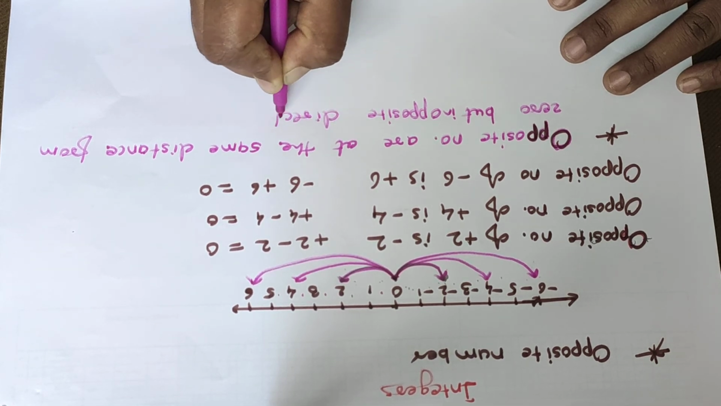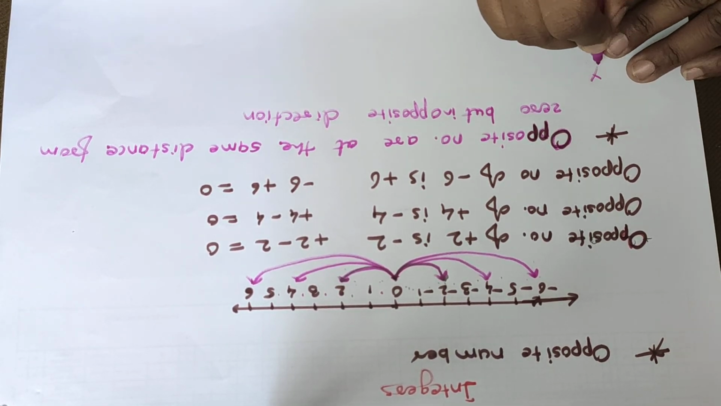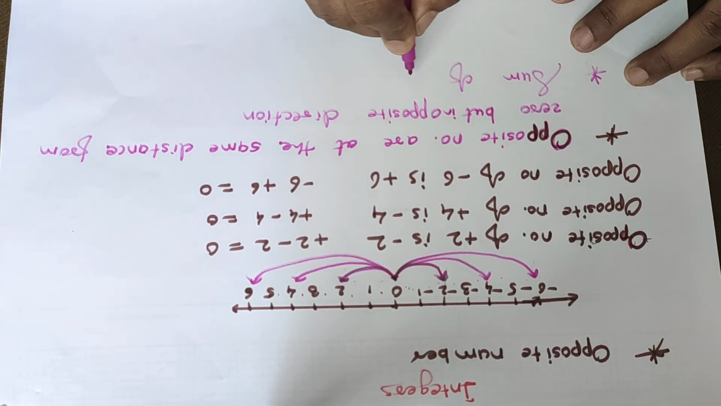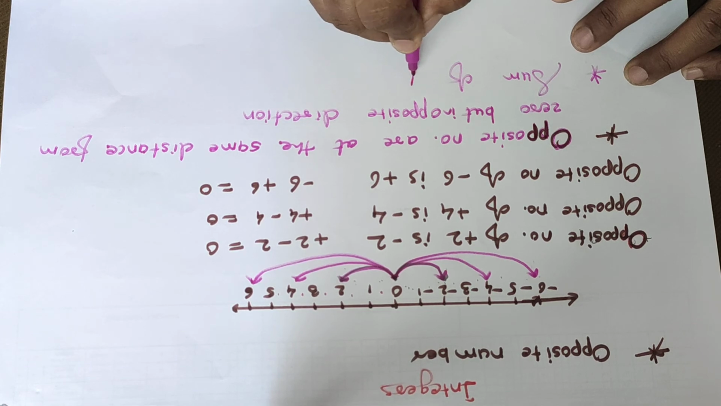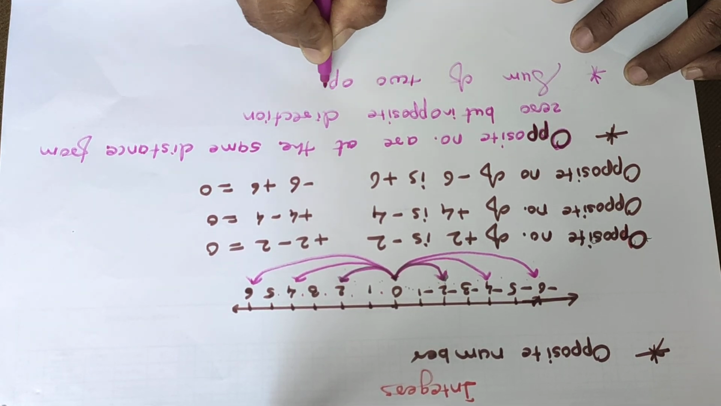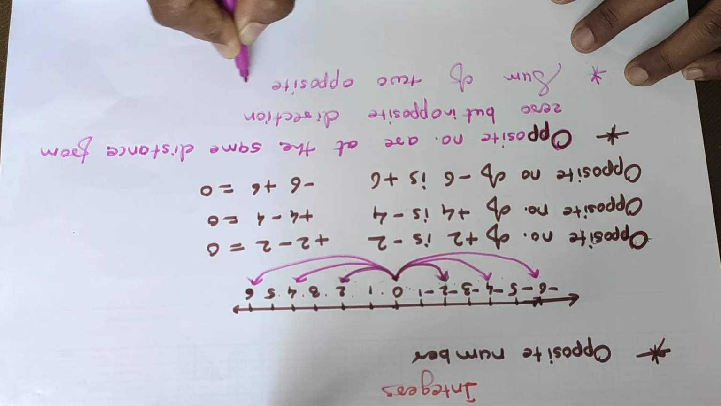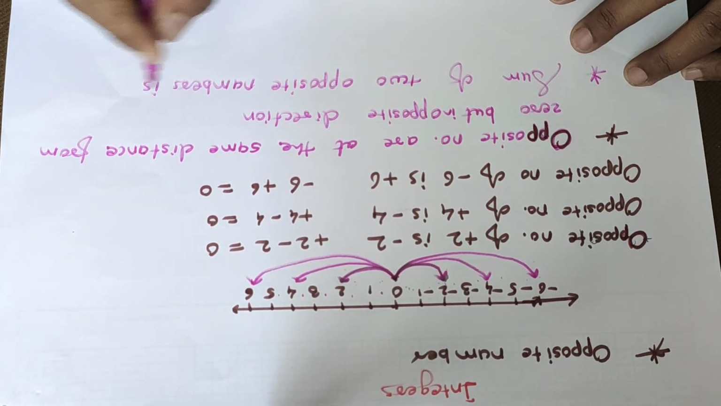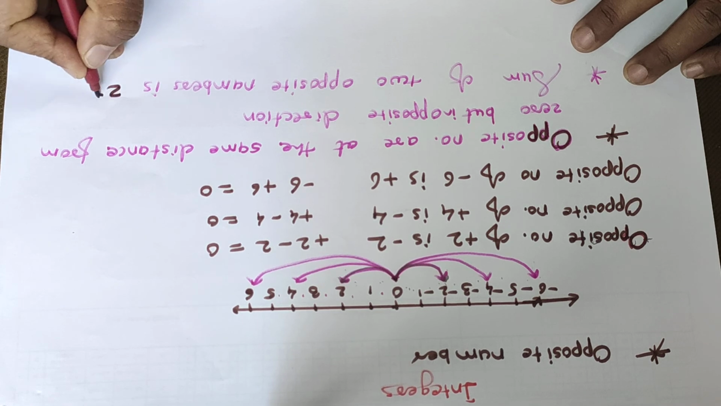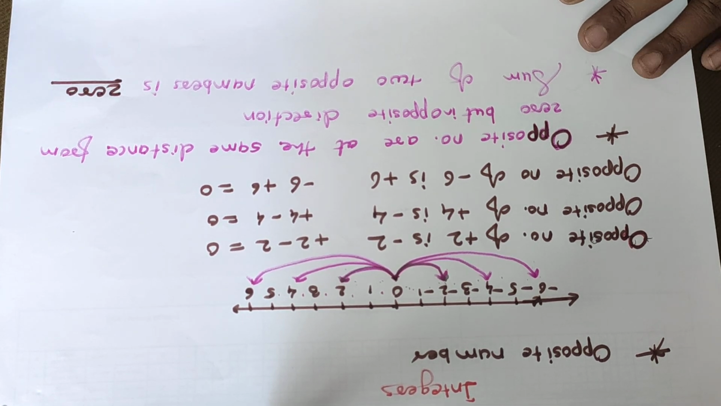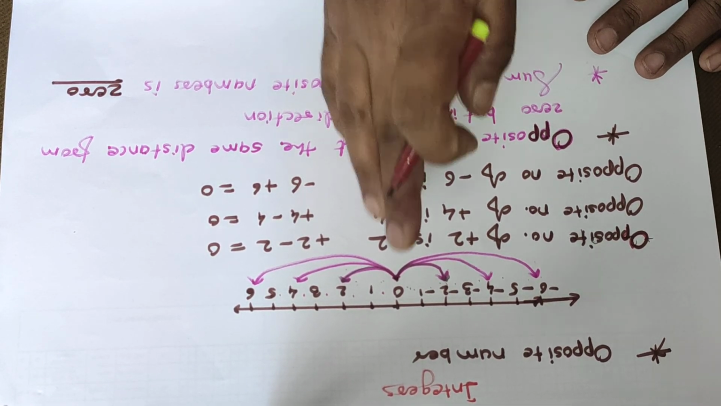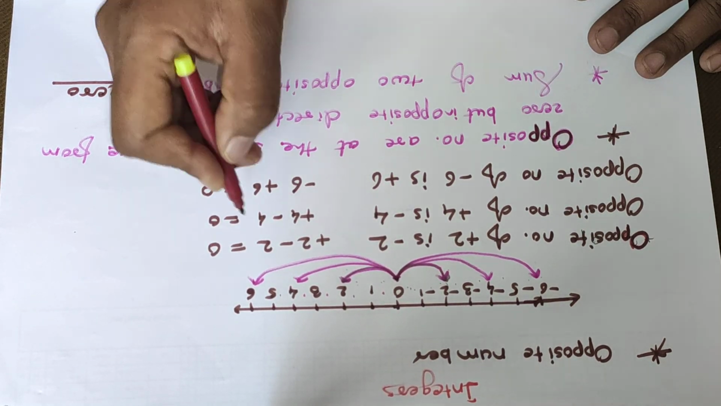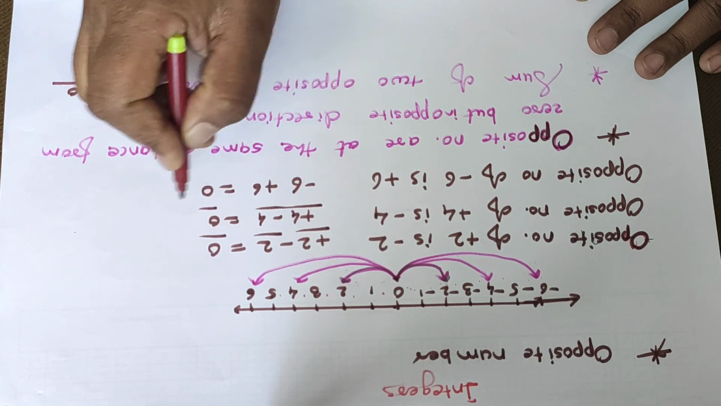Then the second point we understand is that the sum of two opposite numbers is always 0. So these two things we have to keep in mind: opposite numbers are at the same distance from 0 but in the opposite direction, and the sum of two opposite numbers is 0. We just saw it here.